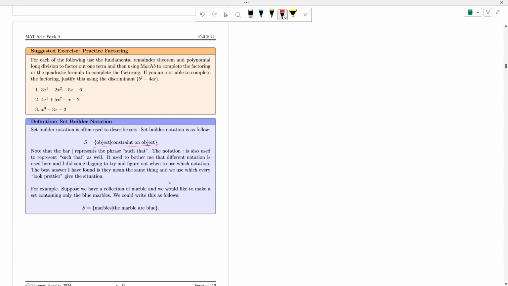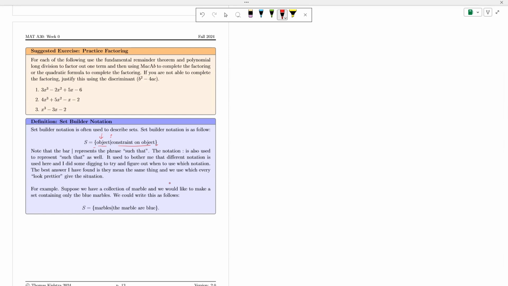Our object is describing what our object is. Is it shapes? Is it marbles? Is it real numbers? Is it functions? Whatever those objects are, we define what they are before this vertical line. And this vertical line, or sometimes a colon, is the term "such that." After that colon or vertical line, we constrain the objects.